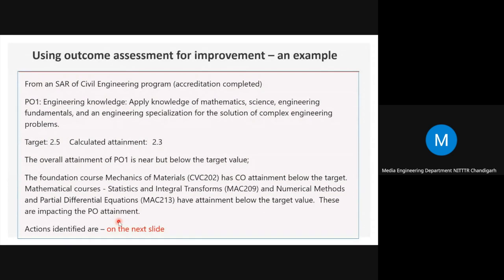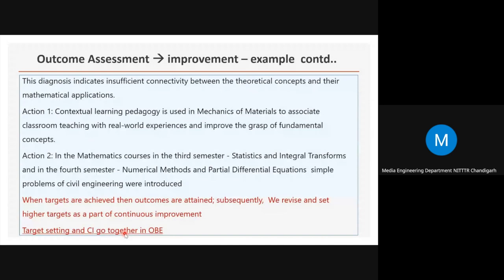So first, they identified why this PO attainment is less. They identified the courses. Then what needs to be done? Once we have analyzed our attainment values, then we need to identify suitable corrective actions. In this particular SAR, they proposed two actions. After analysis and diagnosis, it was found that there was insufficient connectivity between the theoretical concepts and their mathematical applications. So they identified these two actions.